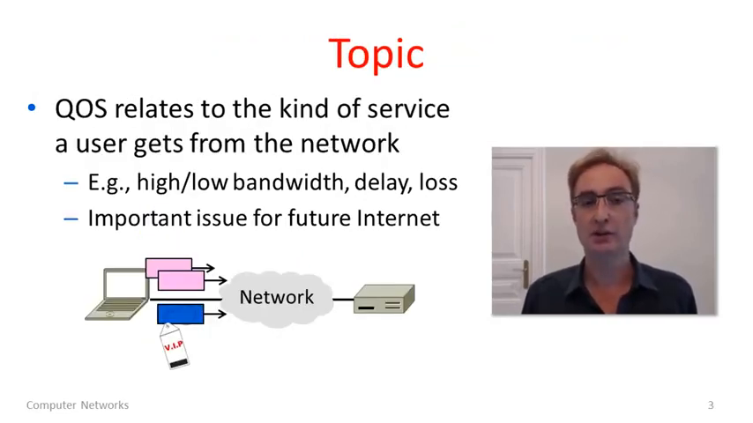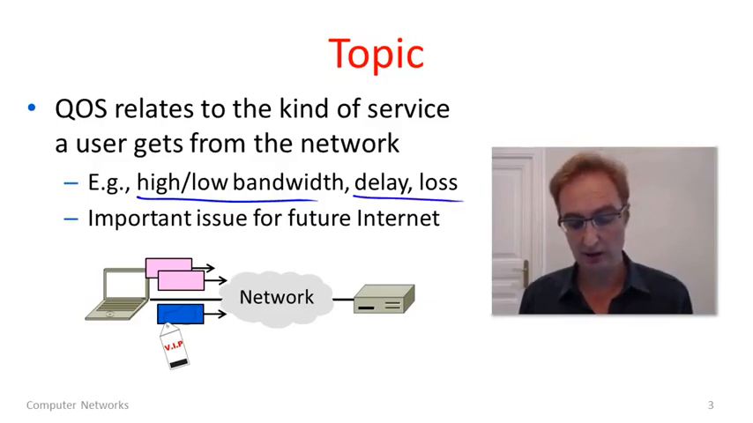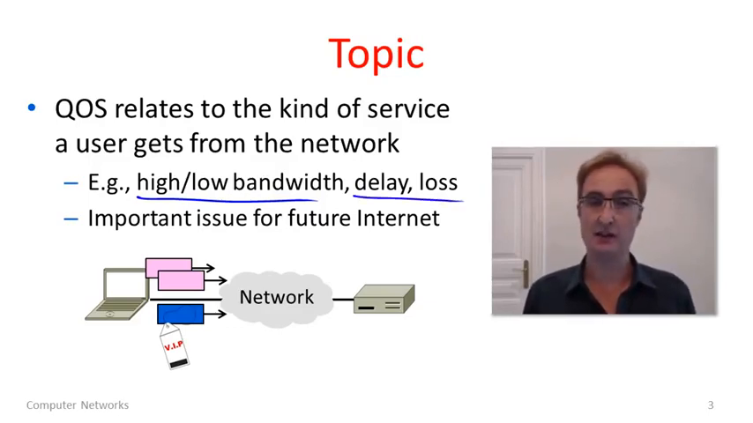So the topic of quality of service relates to the kind or type or level of service that a different application, or user on behalf of that application, receives from the network. Now we're going to end up defining that in a way which depends on the particular application. So we might be talking about whether we want a certain amount of bandwidth, high or low bandwidth, from the network. Or an application might actually not really care about bandwidth very much at all. It might care more about low levels of delay and loss from the network, as we'll see in an example in just a moment.